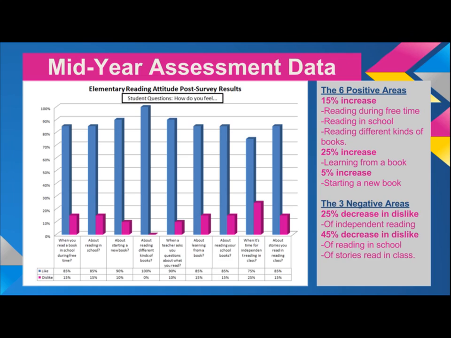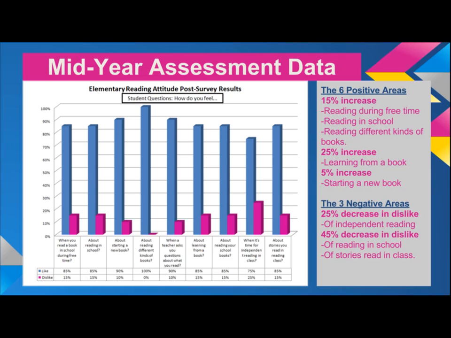Next, let's talk about the mid-year assessment data. This data was collected in December for EDU 5710. When you looked at the pre-assessment data, you noticed that there were 6 positive areas. Within these 6 positive areas, my students' feelings increased 15% in reading during free time, in reading during school, and also in reading different kinds of books. There was also a 25% increase in feelings about learning from a book, and 5% increase in starting a new book.